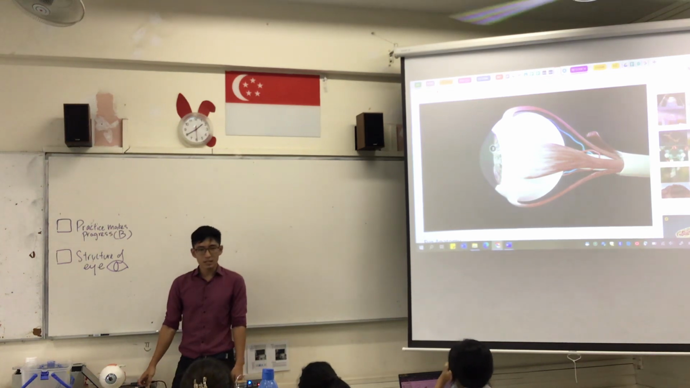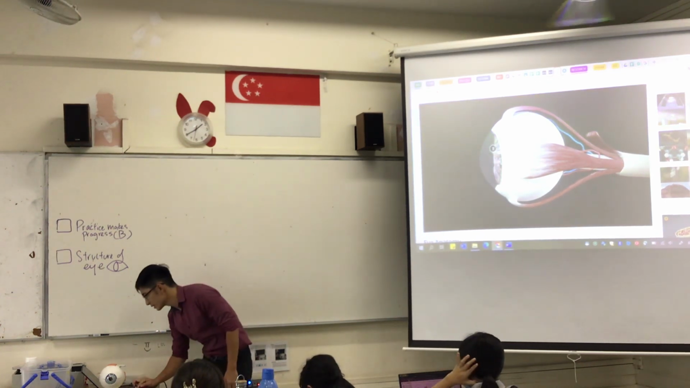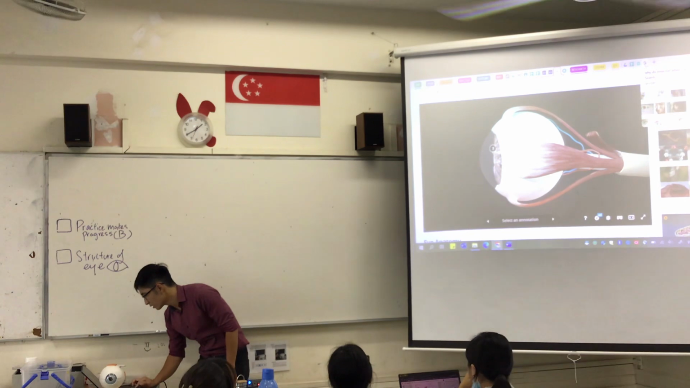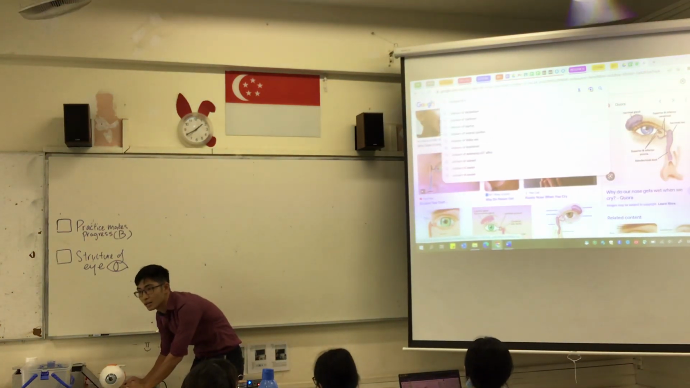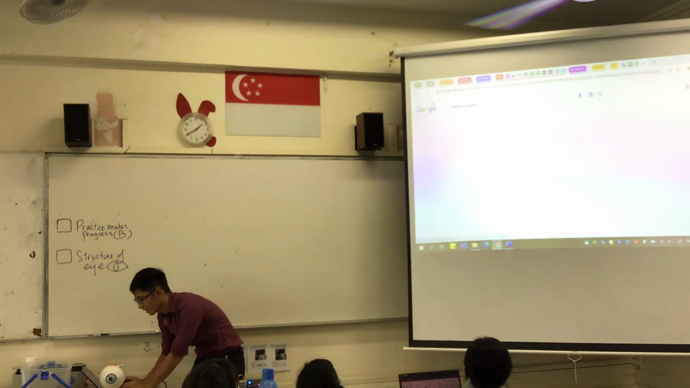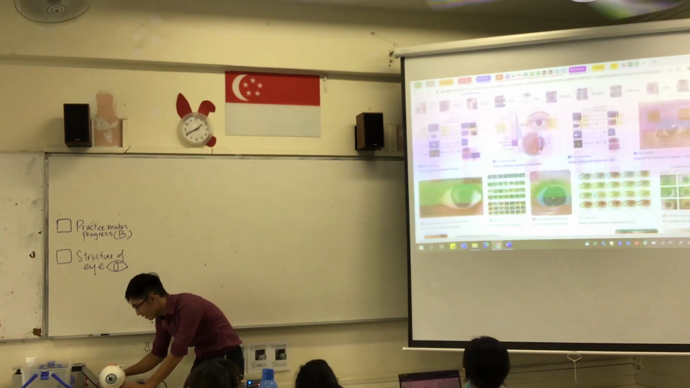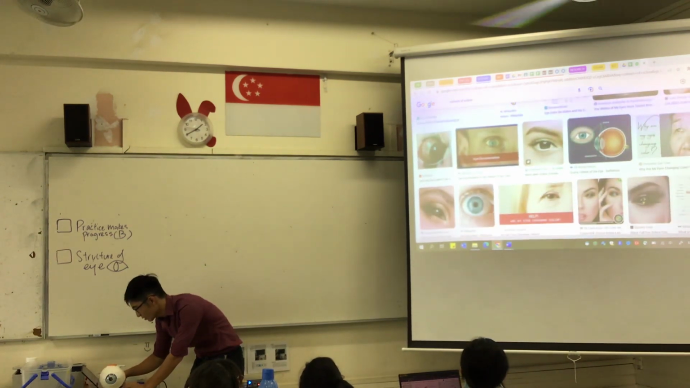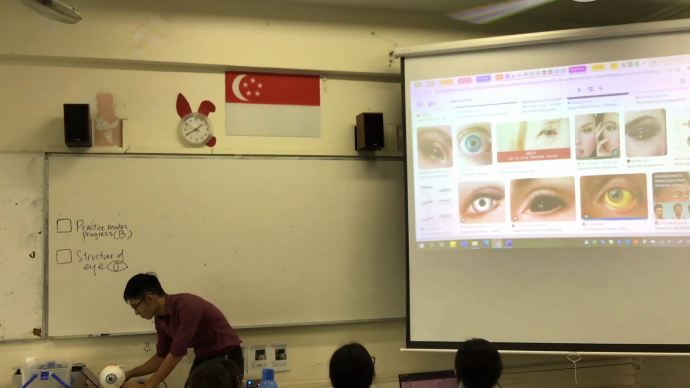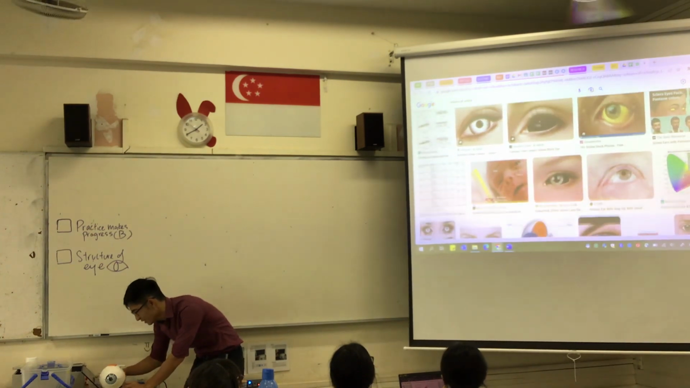If I'm not wrong, scleras can come in other colors. What? They tattoo their eye? Oh, goodness. Okay, I don't quite see other colors.